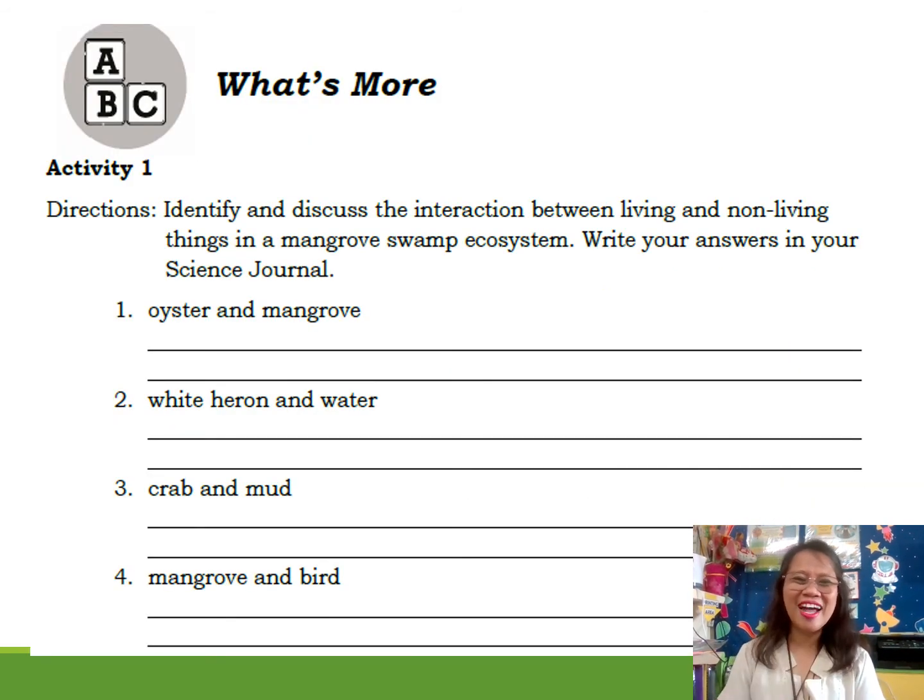Okay, what's next? Activity: Identify and discuss the interaction between living and non-living things in a mangrove swamp ecosystem. Write your answer. Okay, so you have there the oyster and mangrove, the white heron and water, the crab and mud, the mangrove and bird.